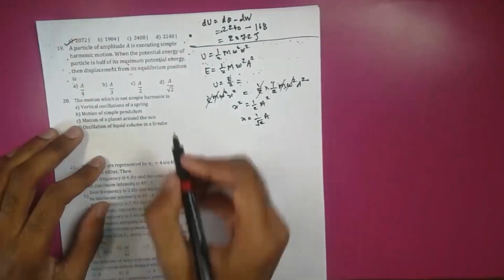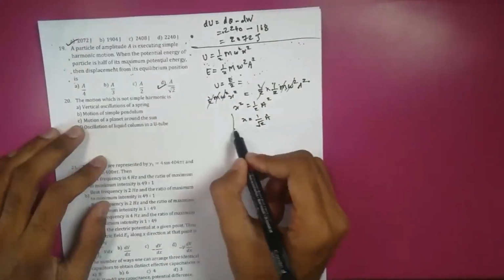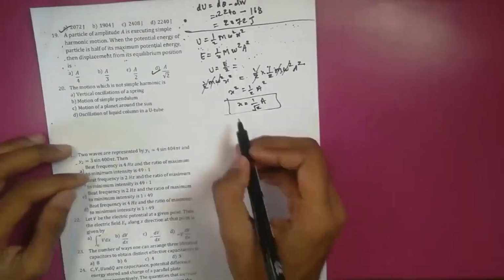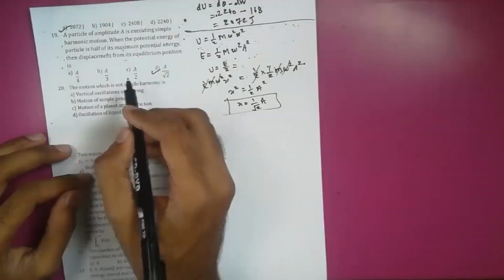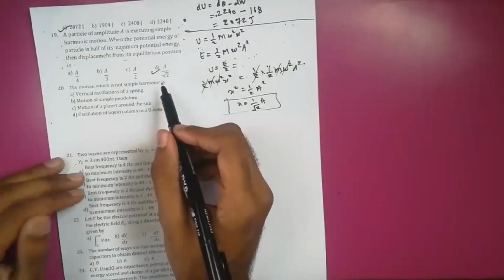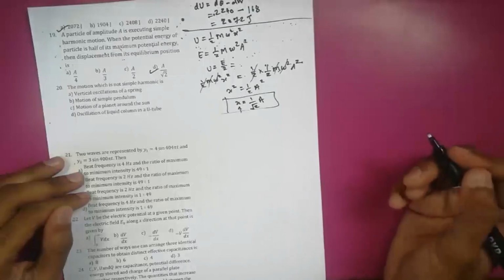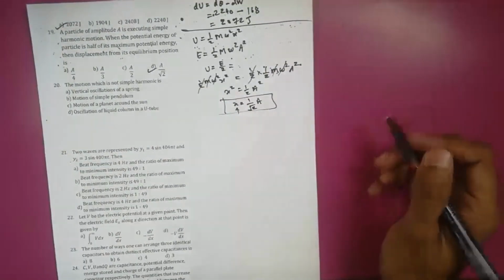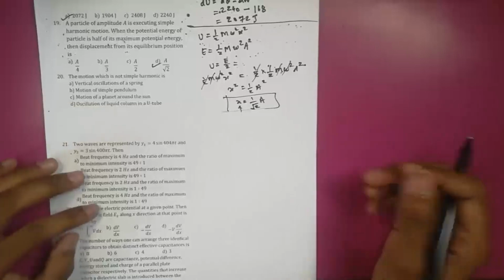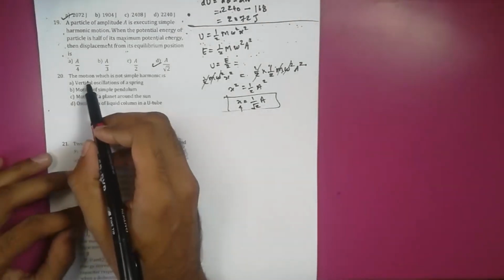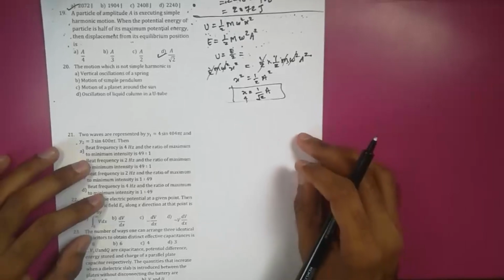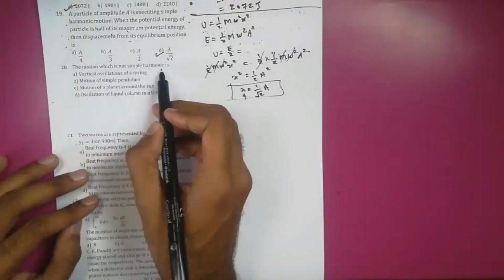Okay, next one is, the motion which is not simple harmonic is. Now in this case, first of all, simple harmonic motion oscillates and continuously repeats itself. So a vertical oscillation of a spring. Okay, so the spring is constantly oscillating. So yes, that is an example of that. Okay, we'll not take it. Motion of a simple pendulum is also a simple harmonic example.